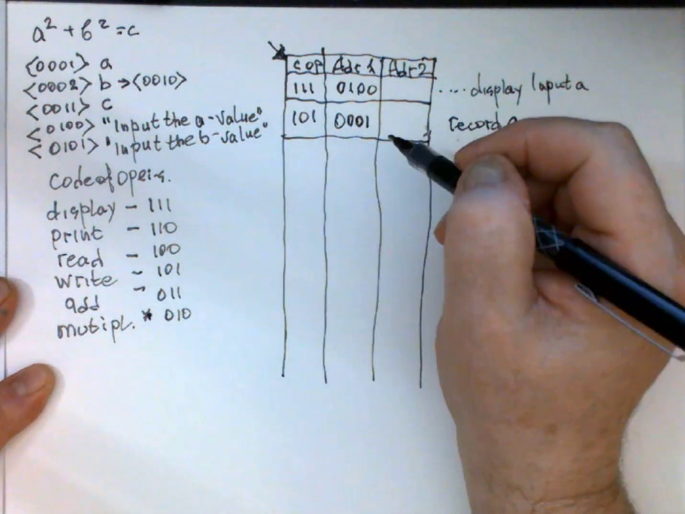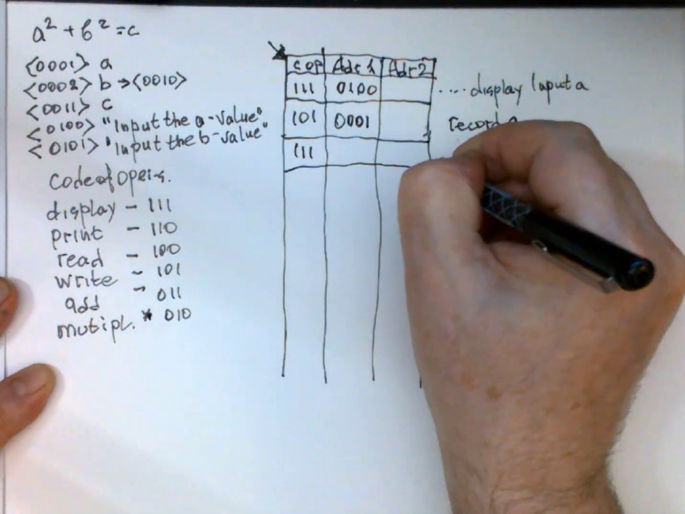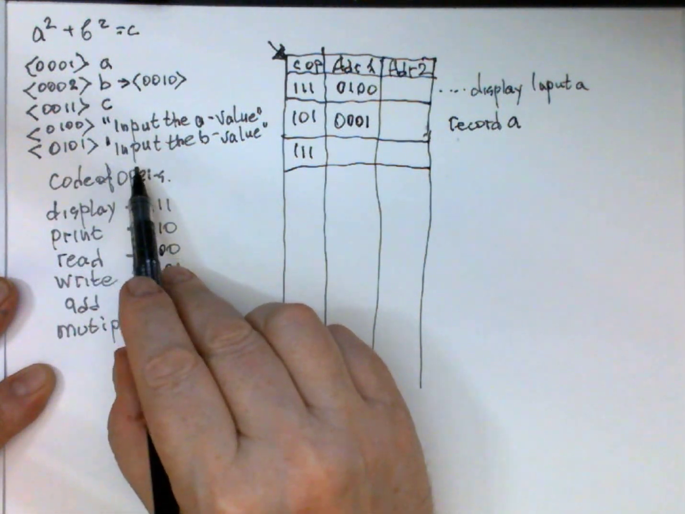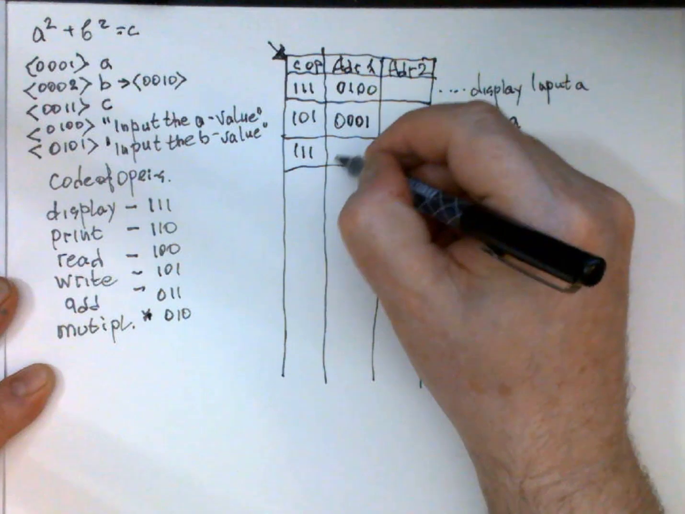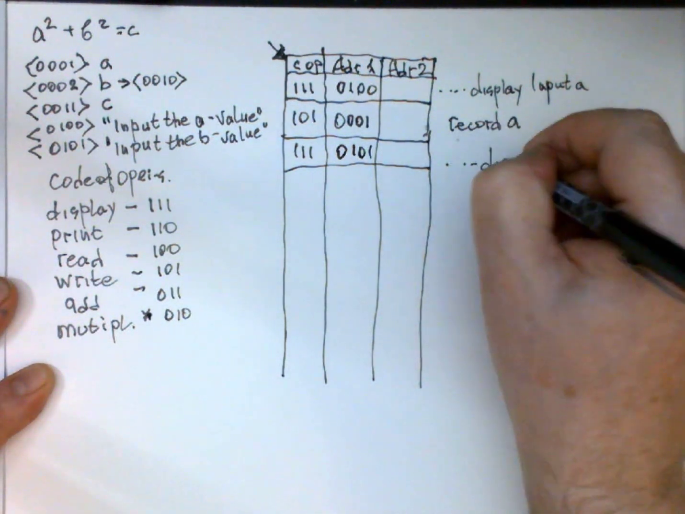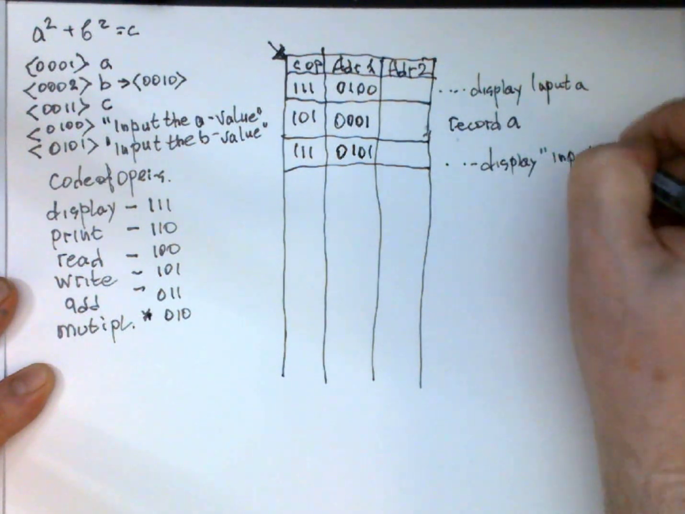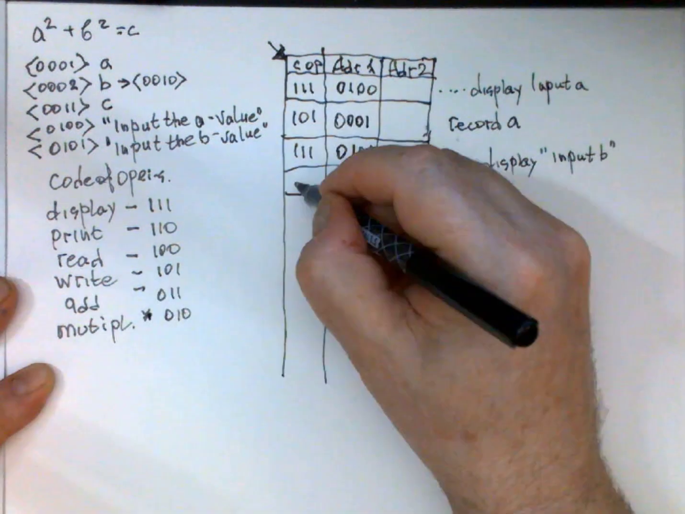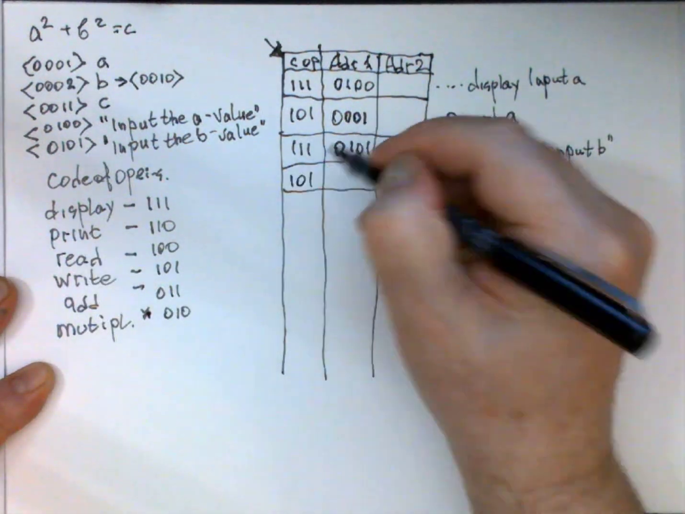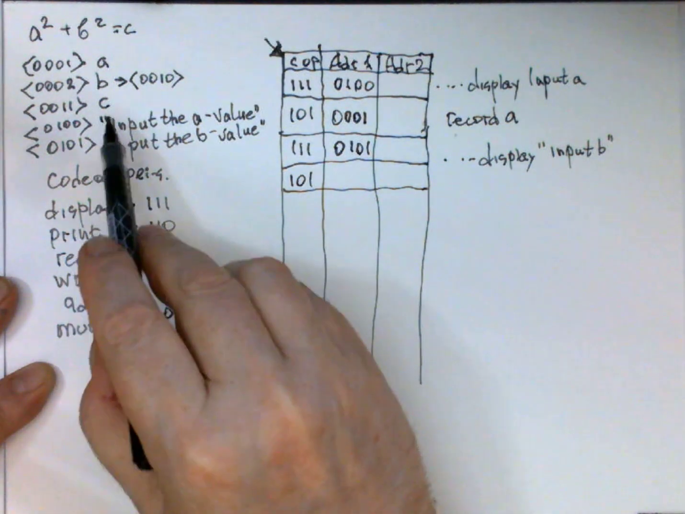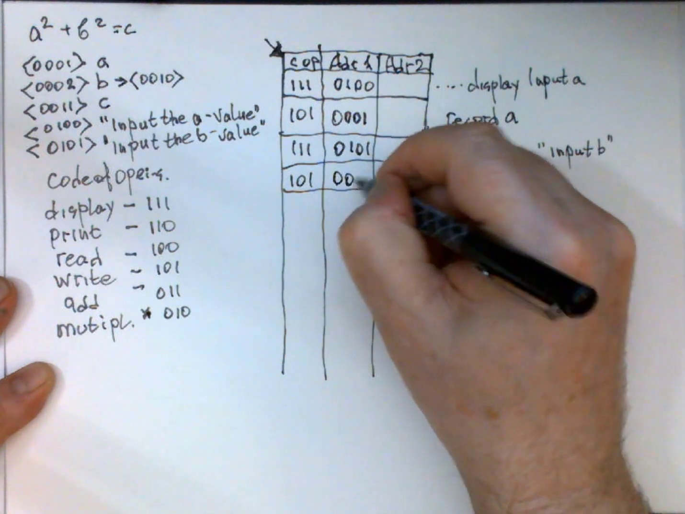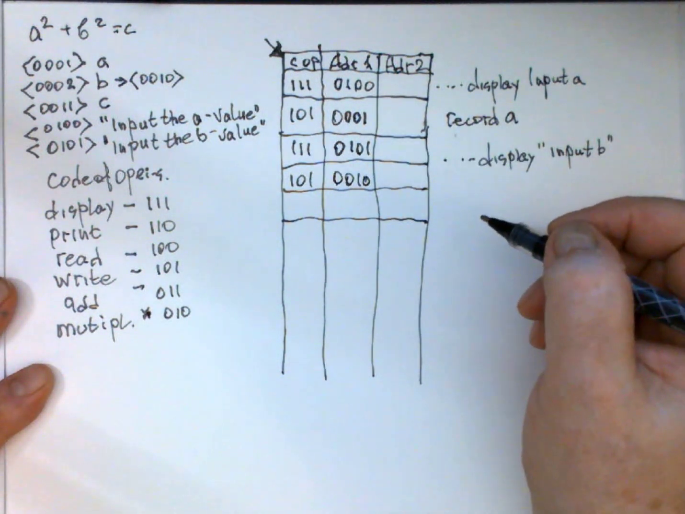Then display 111. What we're going to display? Display the text in the cell 0101. And that will be display input B. Write. Write where? Write code, operation code is 101, and we're supposed to write into B. B is 0010. Okay, I have A and B.